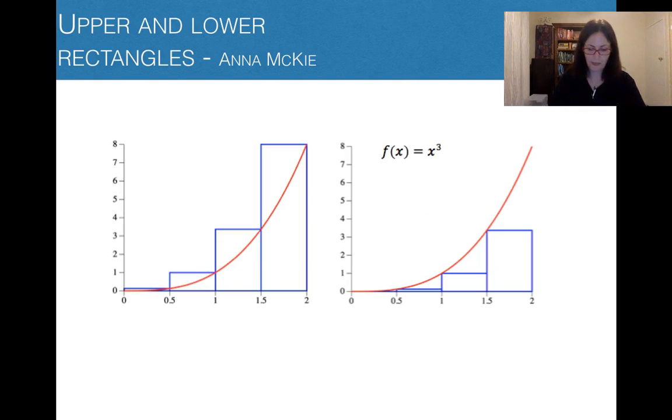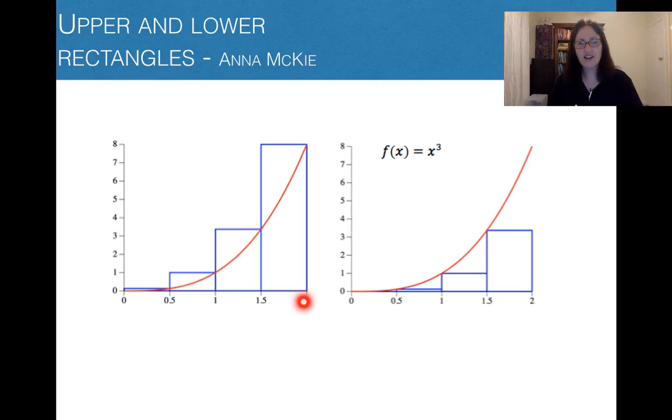All right, so here's the function again, x cubed. As I said, we break it into some rectangles. So let's have a look. We call these the upper rectangles, or an overestimate. So we've got between 0 and 2, and we break it into 4 rectangles. So the width of each rectangle is 0.5.